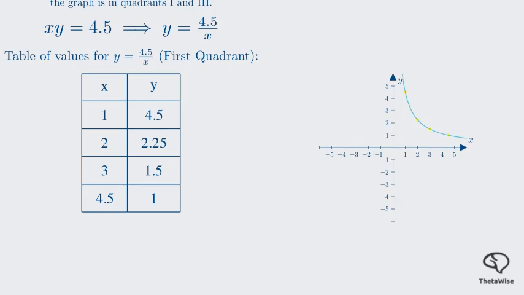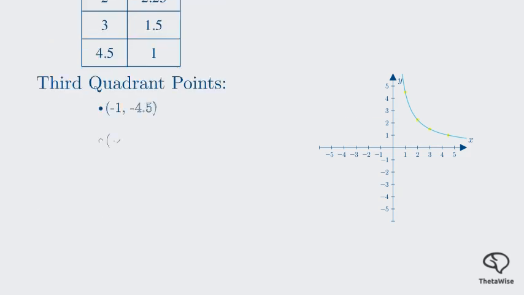3, 1.5, and 4, 1.125. Sketch a smooth curve through these points, approaching the x and y axes without ever touching them. To complete the graph, we use symmetry to find the points for the third quadrant. The corresponding points in the third quadrant will be negative 1, negative 4.5, negative 2, negative 2.25, negative 3, negative 1.5, and negative 4, negative 1.125. Plot these points and sketch the second branch. Label the final graph with its equation, xy equals 4.5.